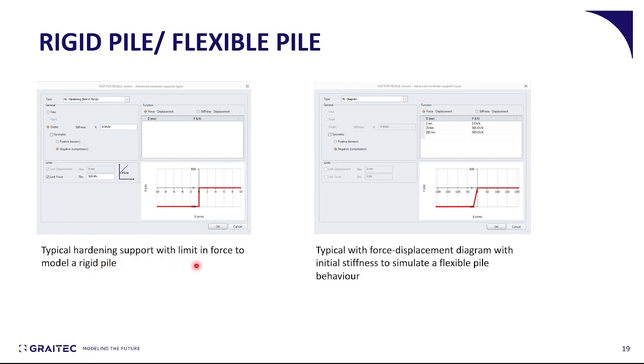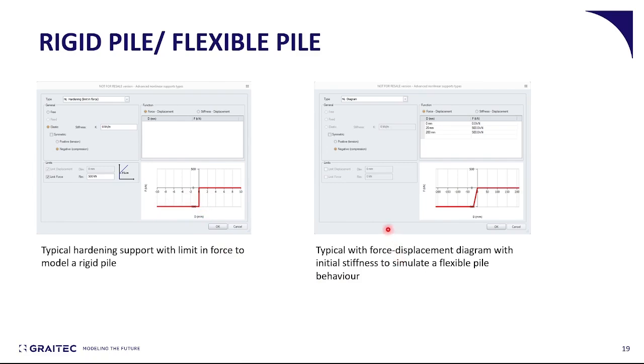A typical hardening support can be seen on this figure, where basically a limit force is prescribed by the user. This corresponds to the capacity of the pile. In this case it is 500 kilonewtons, which means that every movement of this degree of freedom is blocked up to 500 kilonewtons. However, when this value is exceeded, any further movement is now allowable.